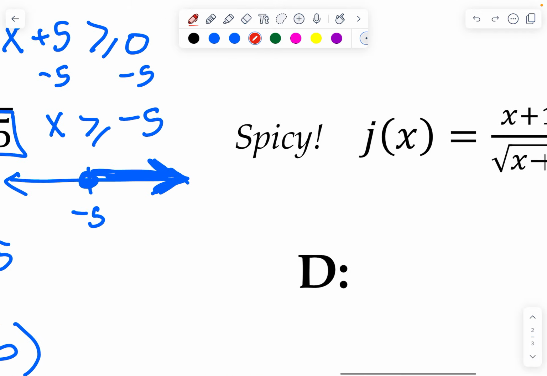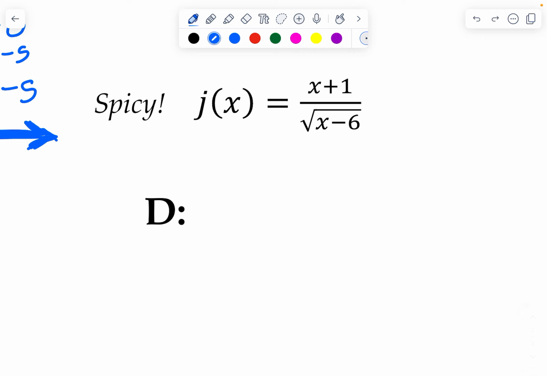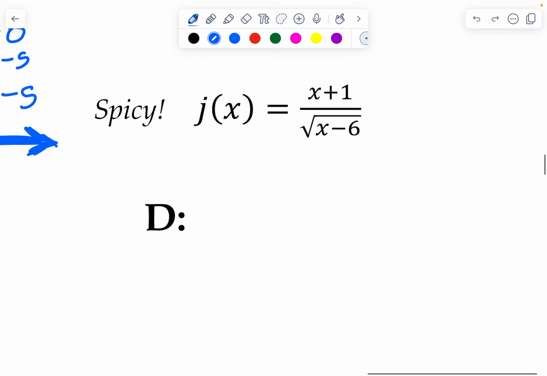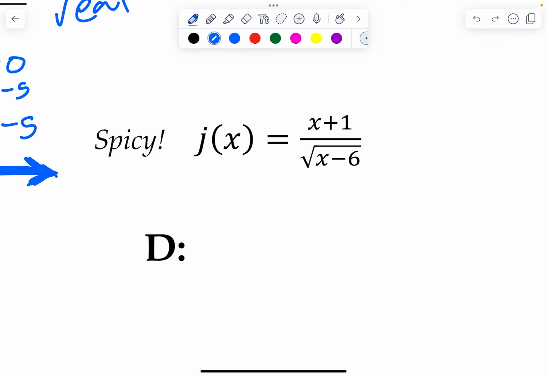And then this last one, I called this one spicy. So this one has both situations happening here. Notice we have something dividing, and we also have the square root. This may be a little bit beyond the scope of our course, but if you're up for a challenge, keep listening, and if not, skip ahead a minute and then come back to the next part.